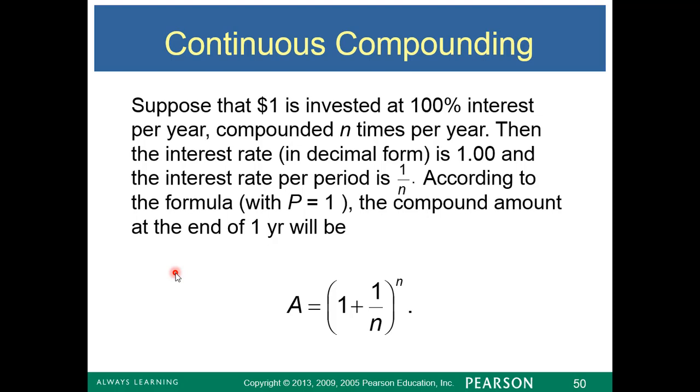Okay. Suppose we earn $1, let's use $1, and we get 100% interest on it, just to simplify things. So we deposit $1, and it's invested at 100% interest per year, compounded n times per year. So that means the amount is (1 + 1/n) raised to the nth power, and we're doing this for 1 year, and P is equal to 1, so this is it. So what happens to this value A as n gets bigger and bigger and bigger?